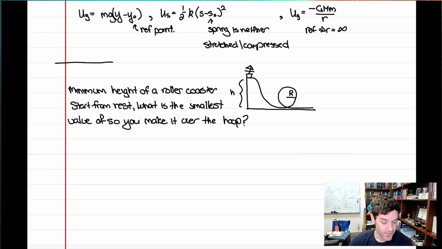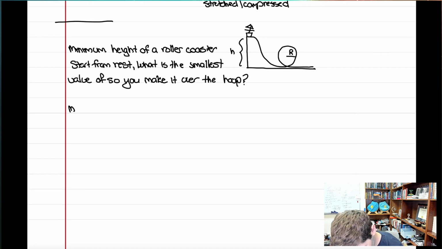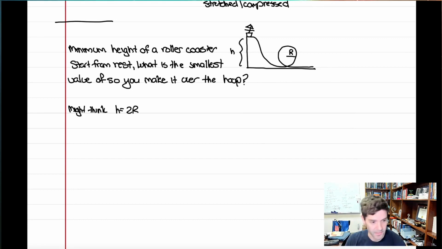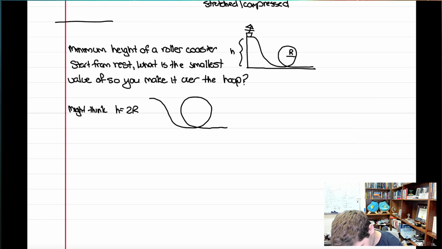Now you might initially think that the value of h should be 2 times r. You might think h equals 2r is what you need. Because in that case, you would have something that looks like this. This is r, and then this is also r.